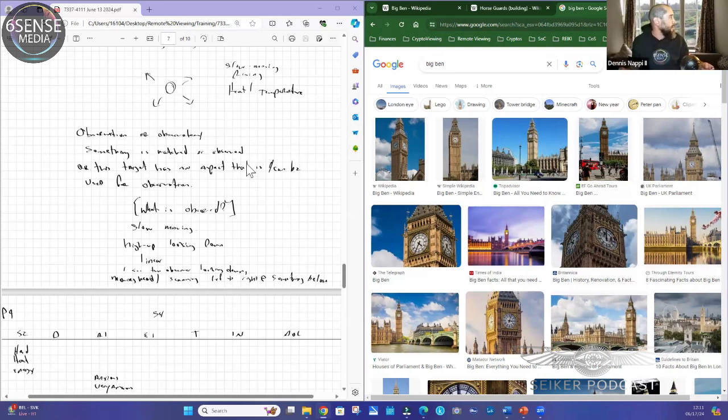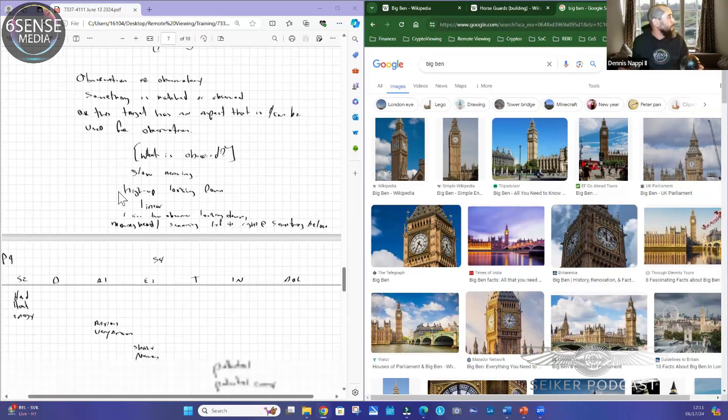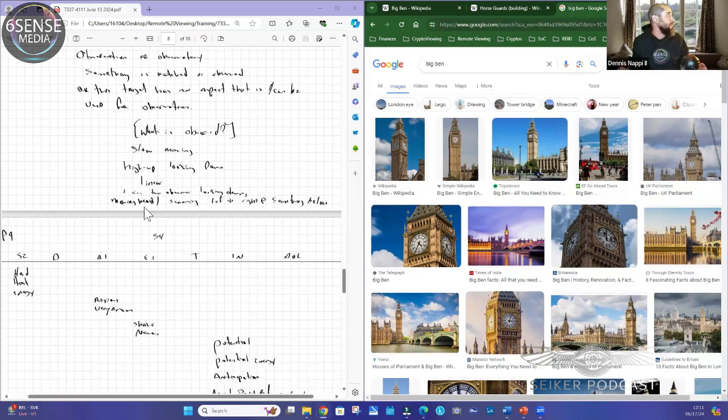Now, this target has an aspect that is or can be used for observation. What's observed? Things are slow moving. You're high up looking down. It's linear. I see the observer looking down, moving their head, scanning left to right at something below. So if you're up high, you're looking down, you're just looking left to right, you're watching. So I knew there was a vantage from up high.